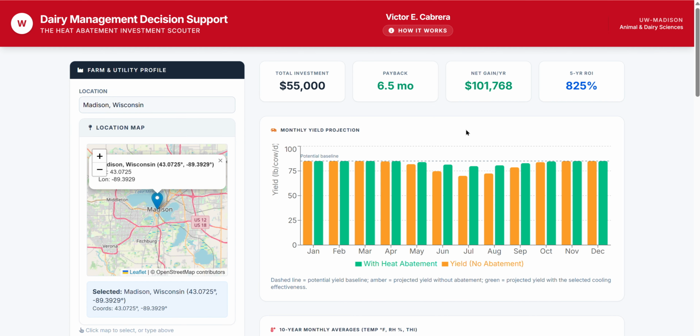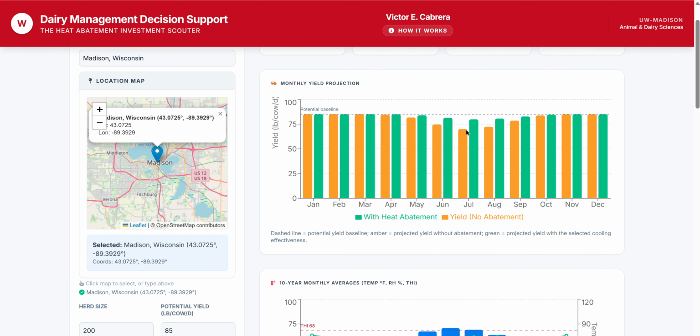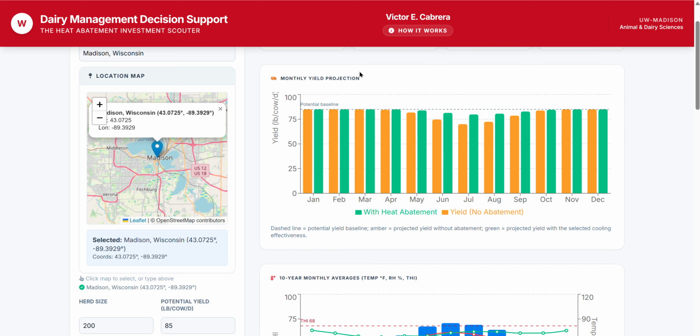Below the summary cards, there is a graph for the monthly yield projection. For each month, it shows a bar chart of projected milk yield in pounds per cow per day without cooling in yellow, and with cooling in green. One can see there is a bigger savings in hotter months, such as June, July, and August.